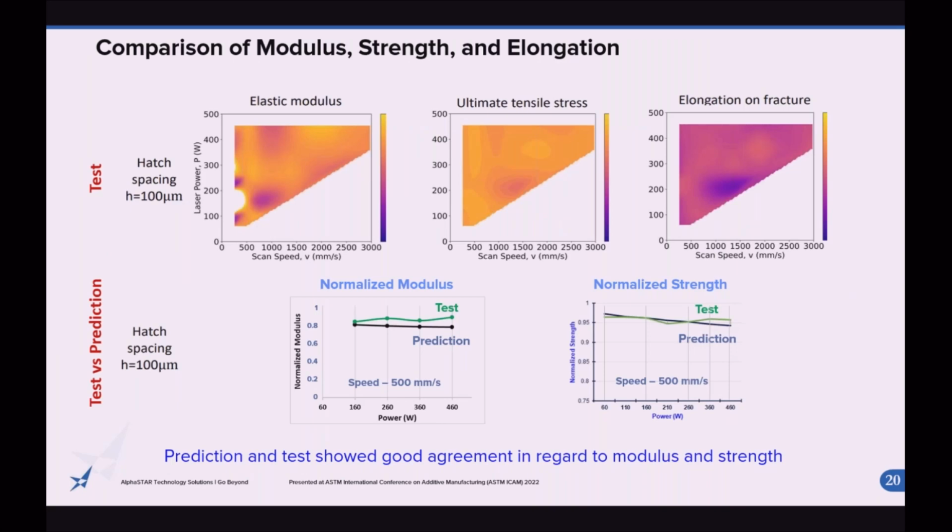Overall, again, noting that our friends at PSU are yet to present and publish their work, in deference to them we have normalized our properties to show agreement between test and prediction for both modulus and strength. A similar analysis will be undertaken for strain and other critical material properties of interest to the AM community.